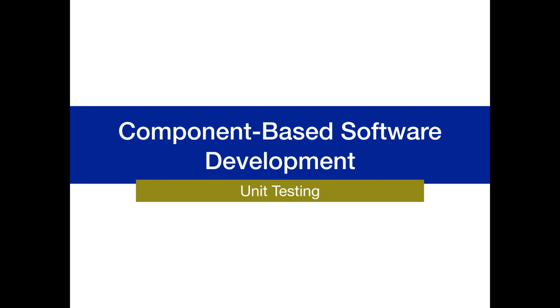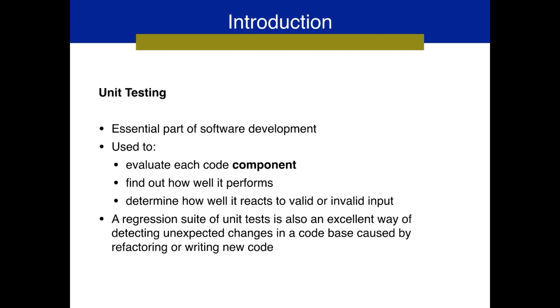Today we'll be talking about unit testing. And what is unit testing? Unit testing is an essential part of software development, and it's used to evaluate each code component. So far we've seen JSON manipulation, XML manipulation, API requests, web app development in the back end, the front end, and others. To evaluate each code component, to check if your function is performing as expected and to see how well it performs, we use unit testing.